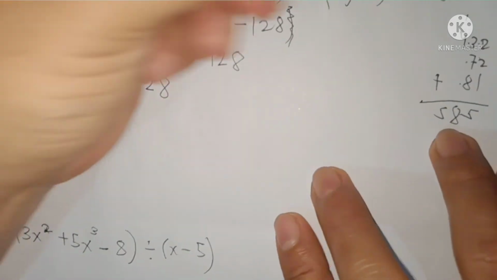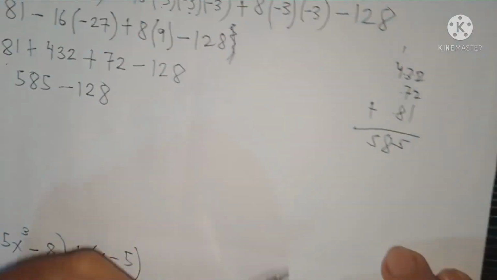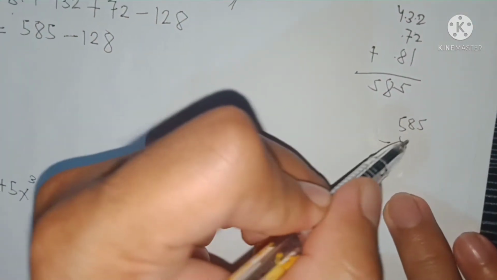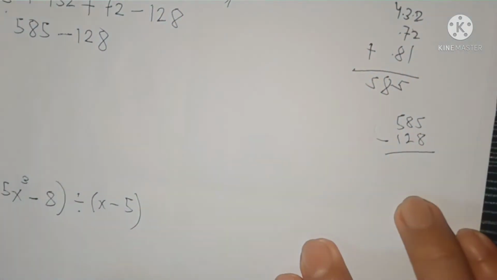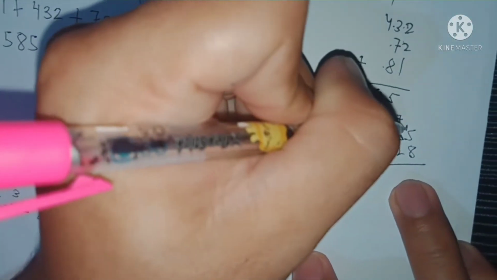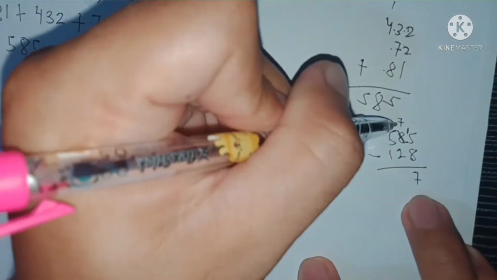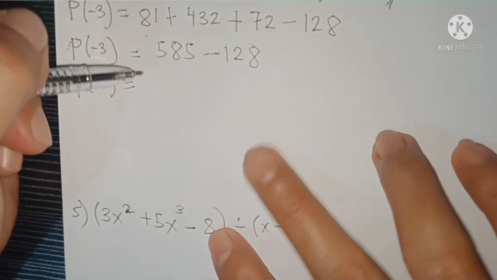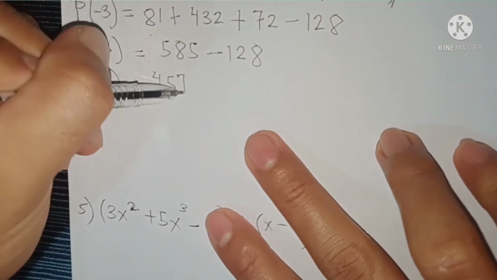So vertical approach ulit. You have 585 minus 128 is equal to 5 minus 8 cannot be. So borrow 1 from 8, magiging siyang 7. 15 minus 8, that is 7. 7 minus 2, that is 5. 5 minus 1, that is 4. So P of negative 3 is 457.